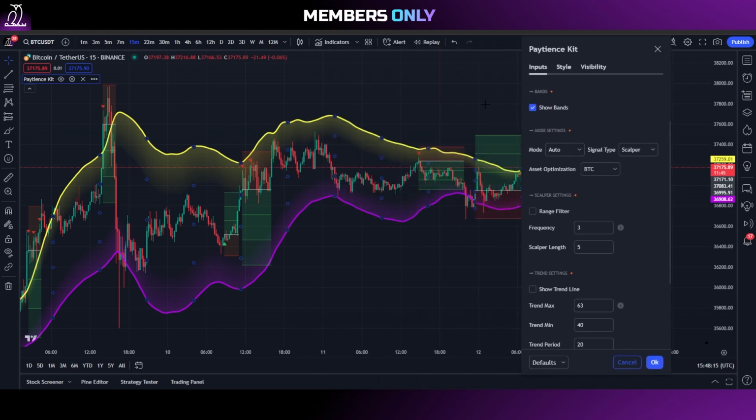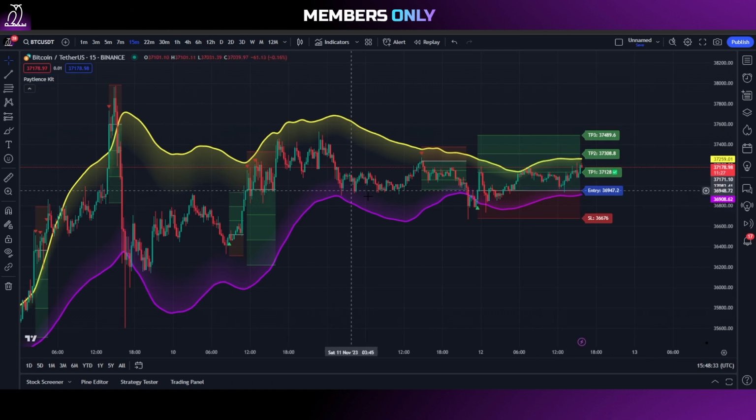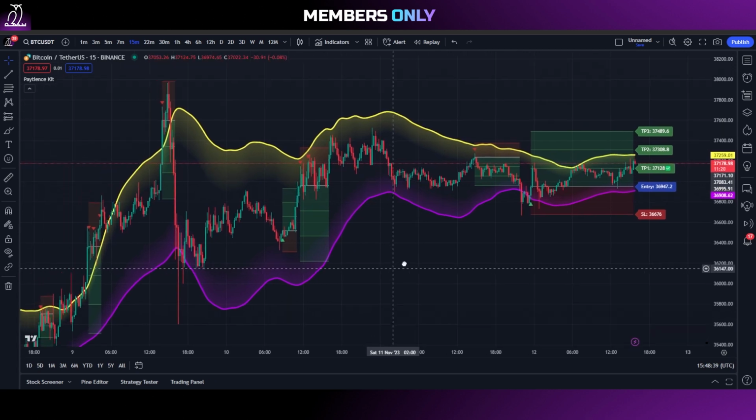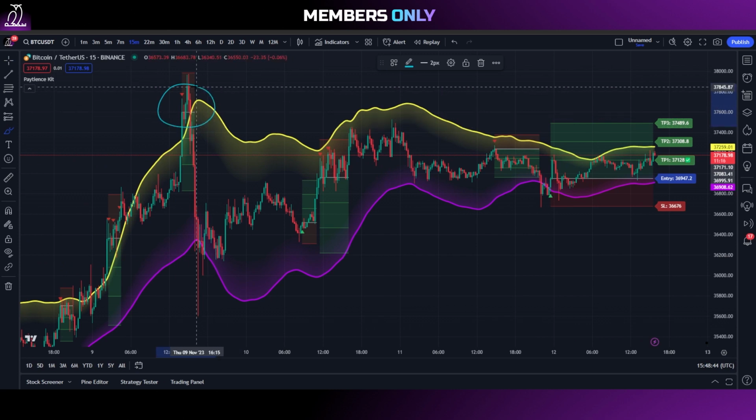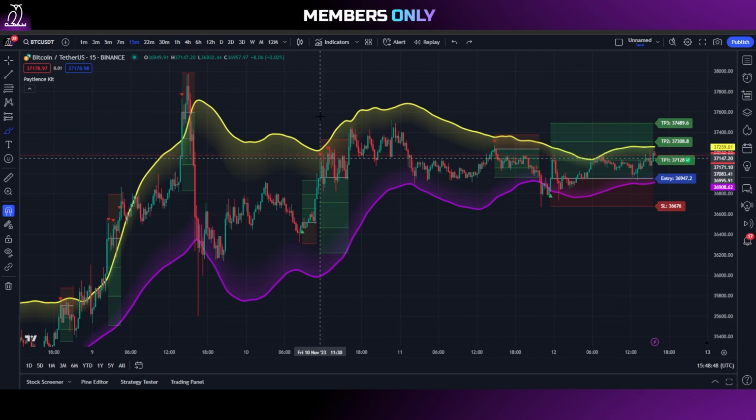Here are our settings for the bands. These are custom proprietary bands that track the trend of the price. You can see the purple is on the bottom, and then we have the yellow on the top here. One thing you'll notice right off the bat is that when the price gets above these lines, we instantly go back down. So we are on the 15-minute Bitcoin chart.